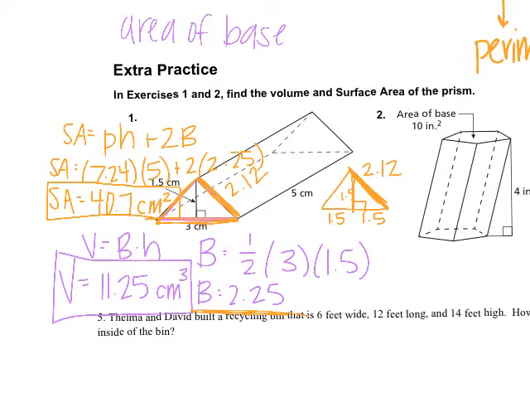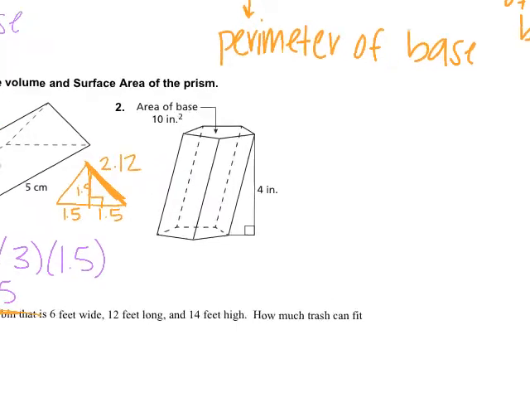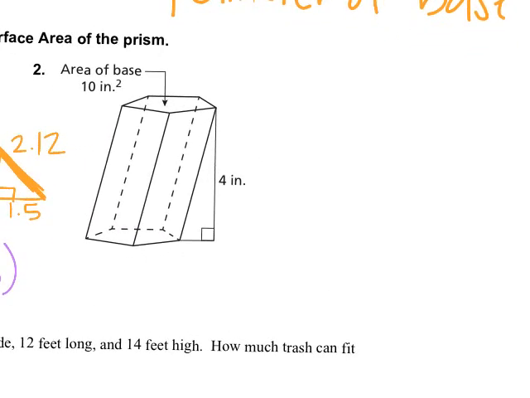All right, any other questions? Okay. All right, so number 2 looks a little bit different, right? This type of shape here, when it is tilted like this with a right angle, is called oblique. Okay, oblique. It's just a special type of prism. It's the same thing, just oblique.